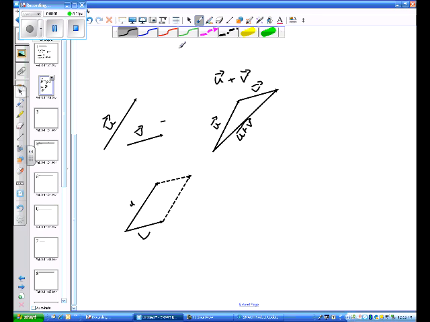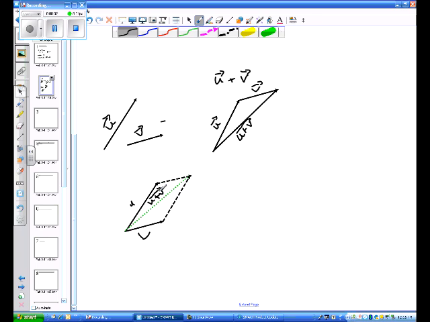Now our resultant here goes from where they started. So this is where you've got some object and you have two different forces. If you had two people pulling something, well then they're pulling in different directions. And our result starts from here and goes to the end. So this would be our u plus v at this point. U plus v.